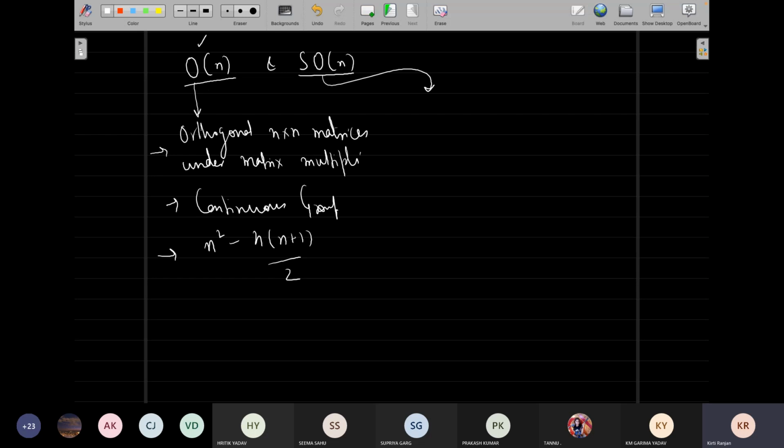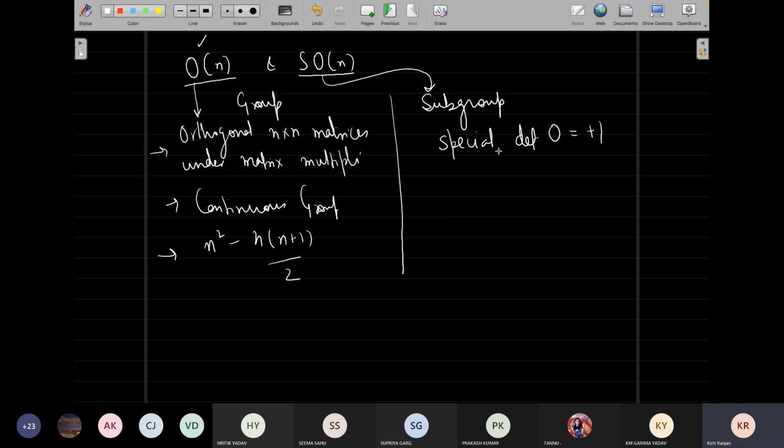And what will this be, SON then? Orthogonal n cross n matrices with determinant 1. So this is a subgroup. Let me just write group. So the subgroup SON, where S is just the additional thing that the determinant of these matrices will be restricted to 1. This is called the proper rotation group in some books, and the reason is clear. So there exist generalized groups ON and SON forming what we call continuous groups.